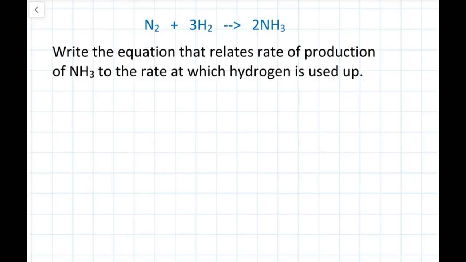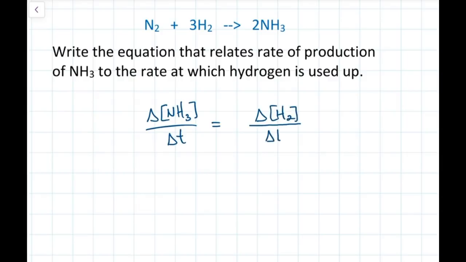Okay, so the NH3 is being produced. So we've got change in concentration of NH3 over change in time. And I'm going to set that equal to, again, leave a little space here just in case I need to include a fraction, change in concentration of hydrogen, H2, over time. Alright, so this time we have coefficients in front of both of them.